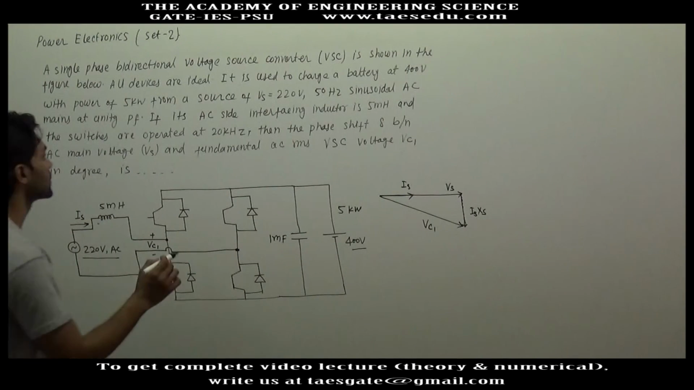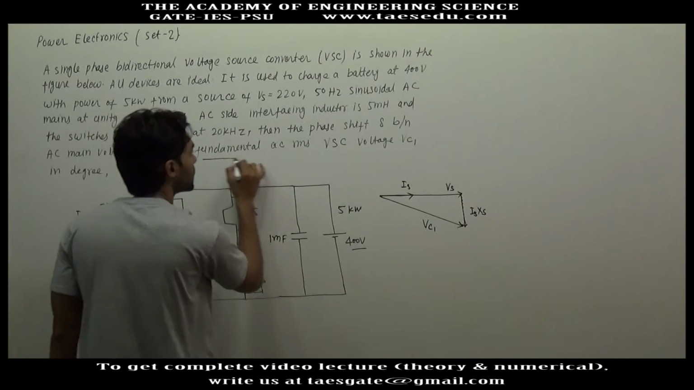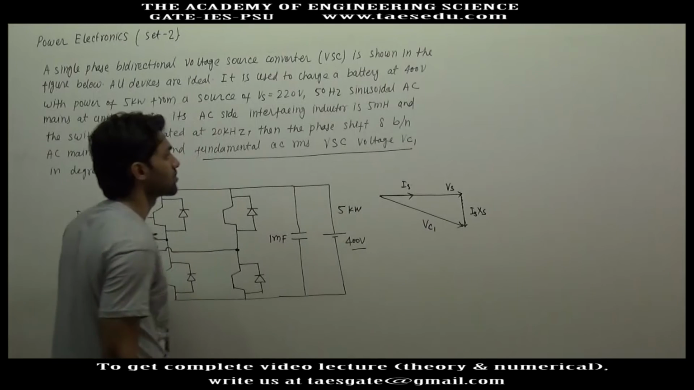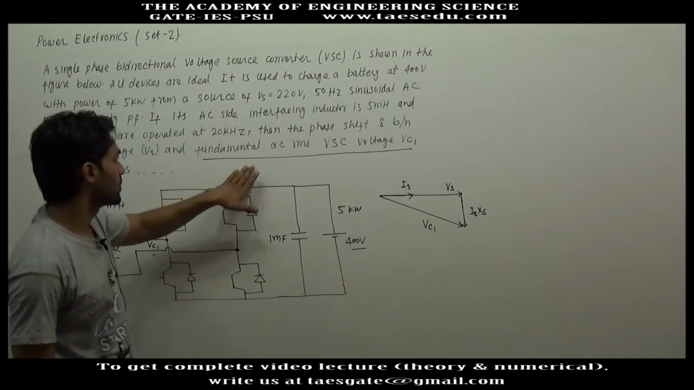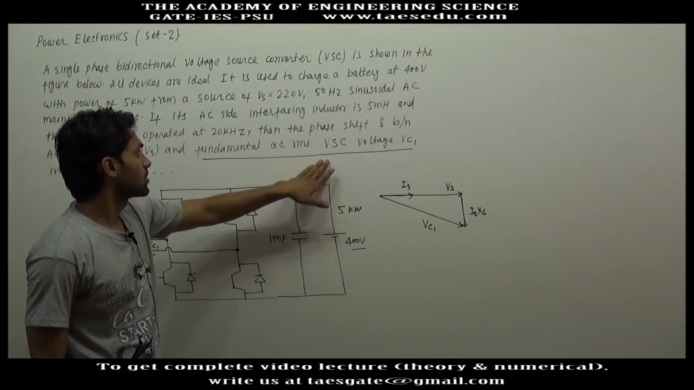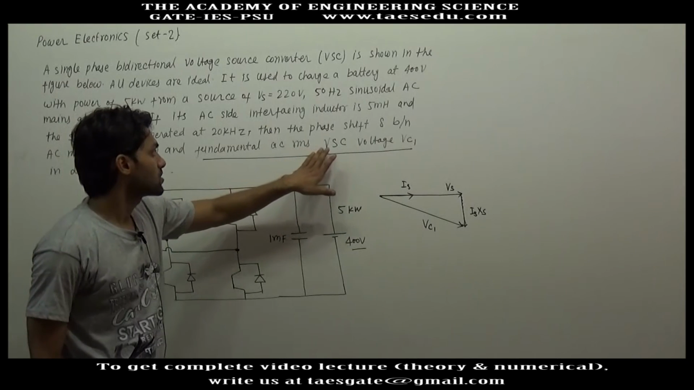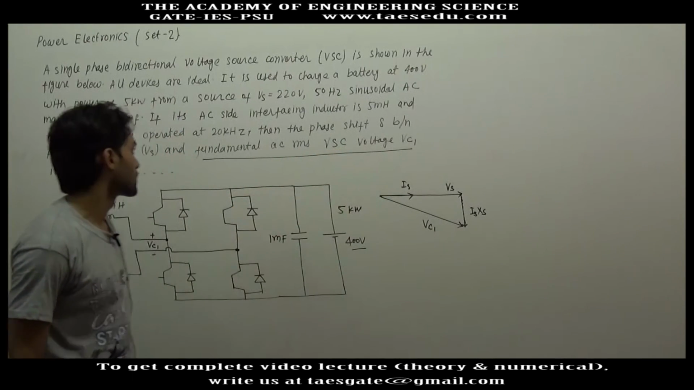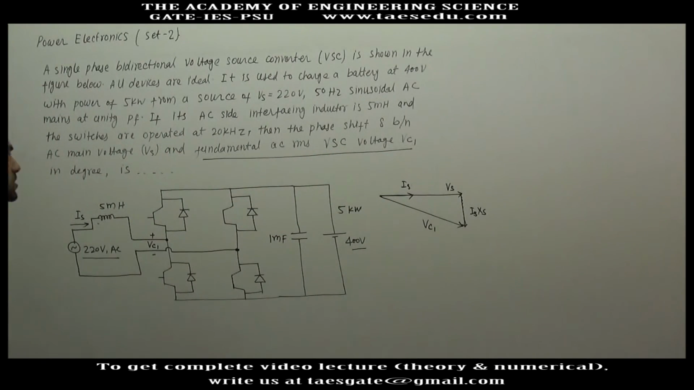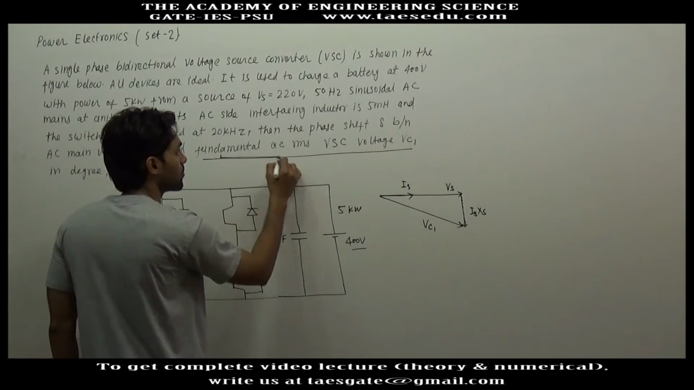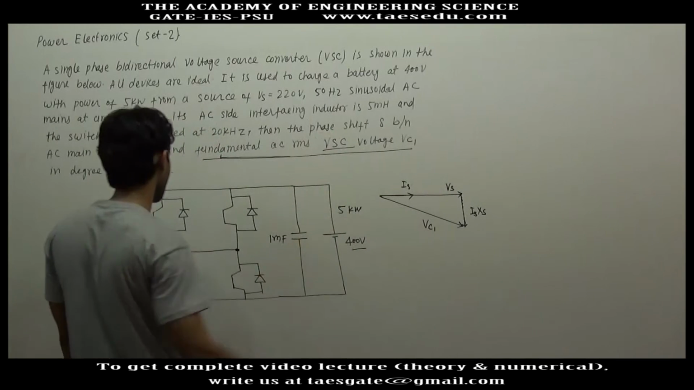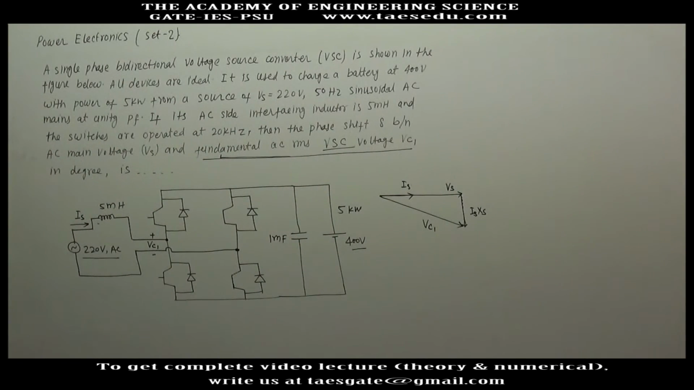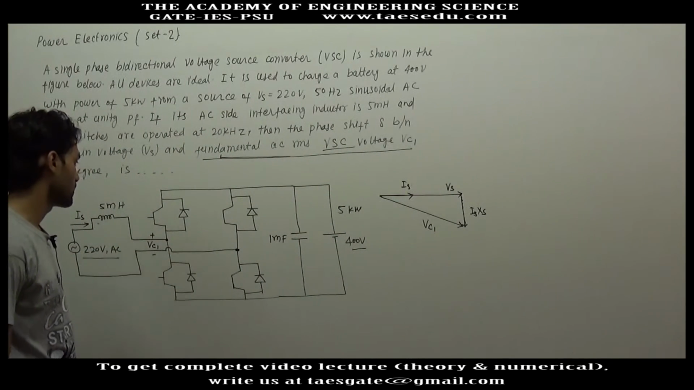Between mains voltage and the fundamental AC RMS voltage source converter voltage Vc1. It talks about the fundamental component of the voltage source converter voltage. Now, if these switches are operated, what will happen?